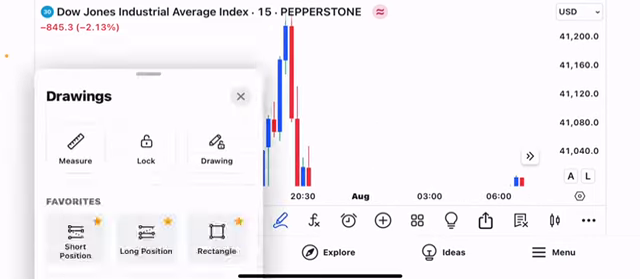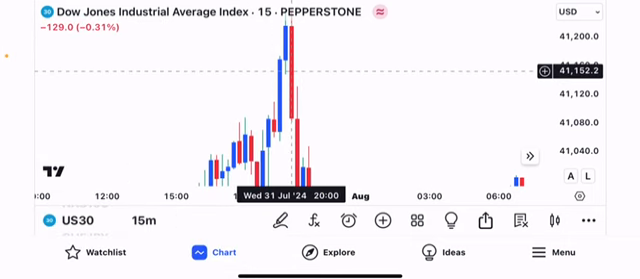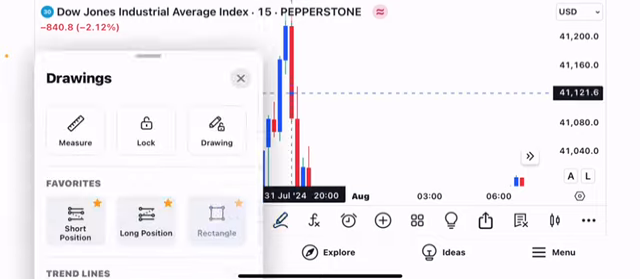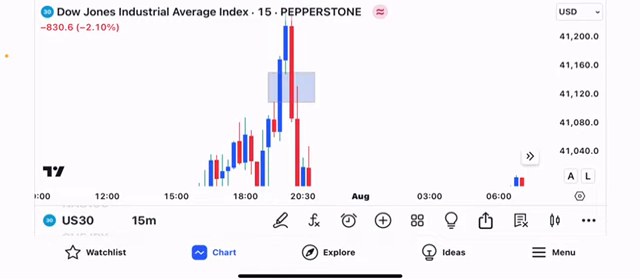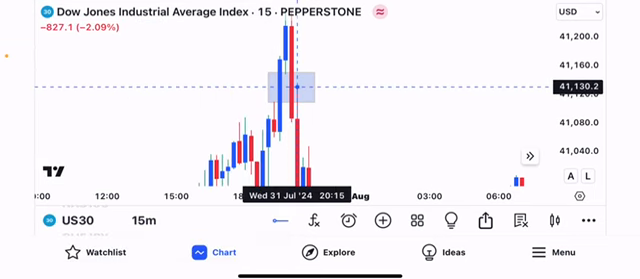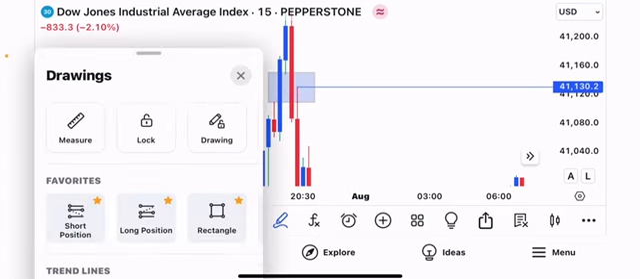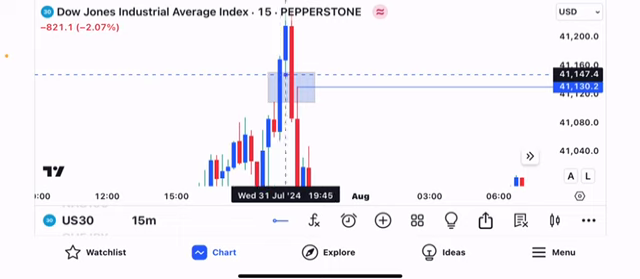Let's start. First of all, do you see what this is? This is a fair value gap. This is a fair value gap. FVG. Check. Do you see that this fair value gap is overlapping with another fair value gap? Look at this here. Look at it. It's overlapping.